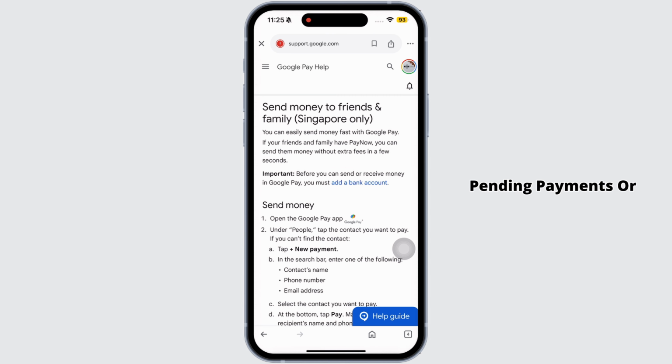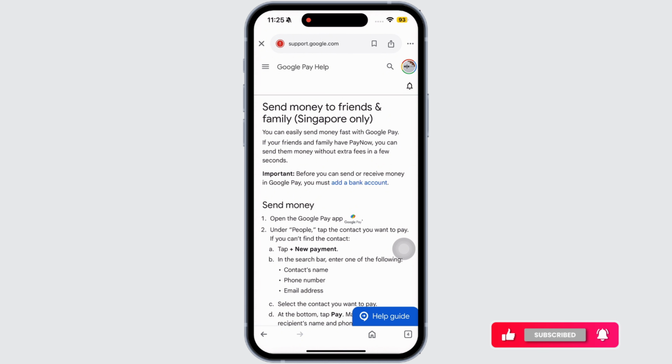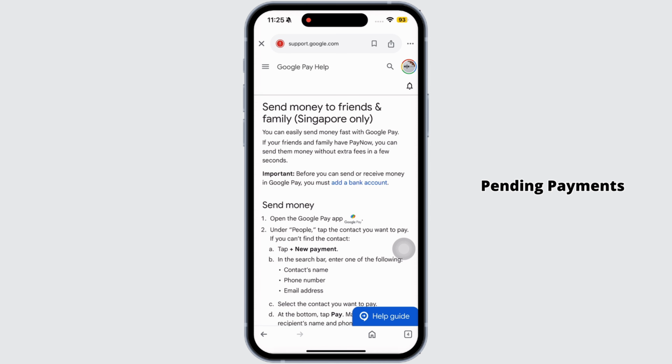If you have any pending payments or authorizations, they may be reducing your available balance for future transactions. Check for any pending payments in Google Pay or your bank account that may be contributing to the issue. Then you can wait for the limit to reset.